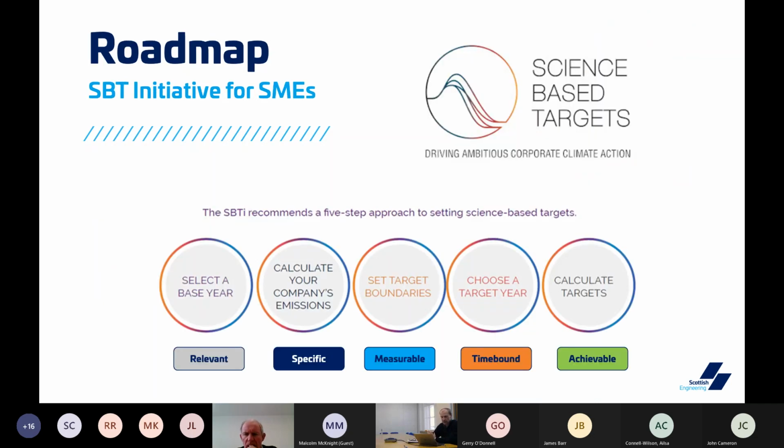Another way to look at it: if I look at the SBTi for SMEs, again, it's the same as SMART. You select your base year, which makes it relevant; it's specific and measurable with your boundaries; it's time bound with your target year; and it's achievable because you calculate those targets and how you're going to get there. So it's a different initiative, a different process, but still SMART.